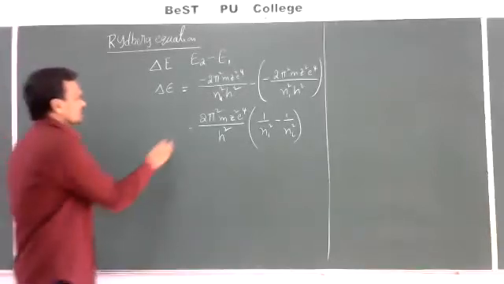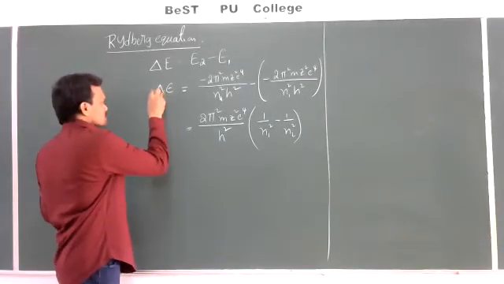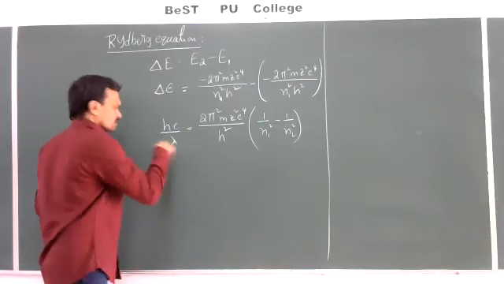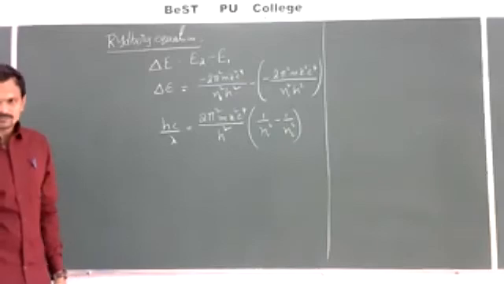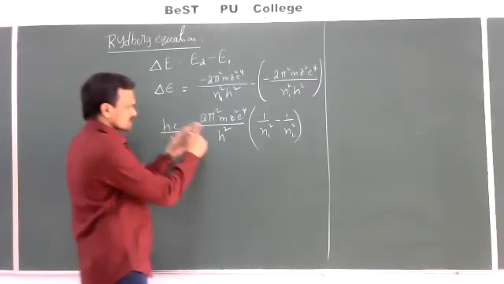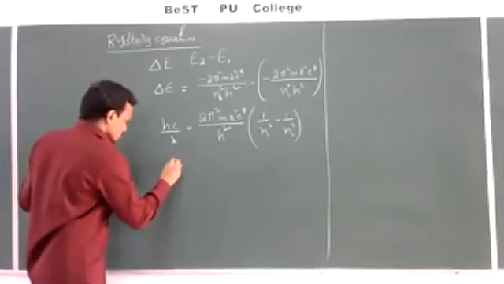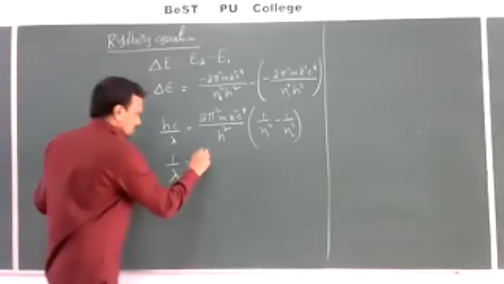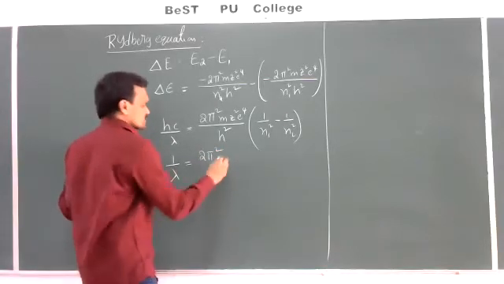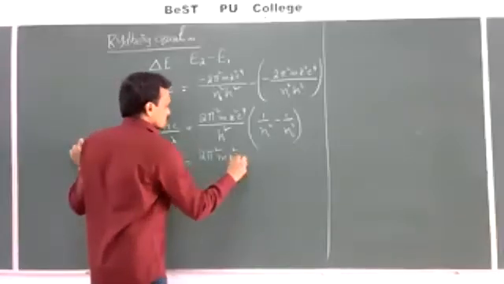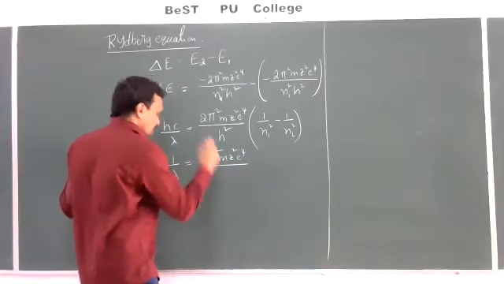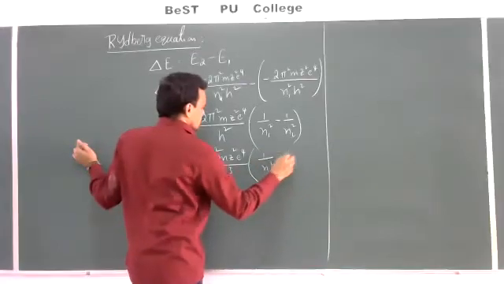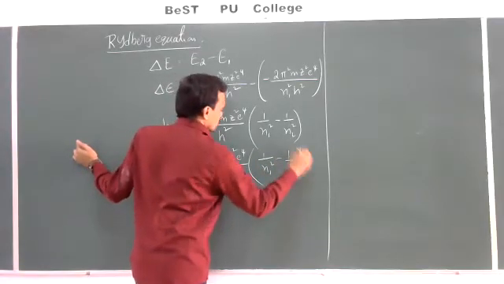Delta E is nothing but energy, which is hc by lambda. Now take this hc to the other side. This becomes 1 by lambda is equal to 2 pi square m Z square e power 4 by c h cube into 1 by n1 square minus 1 by n2 square.